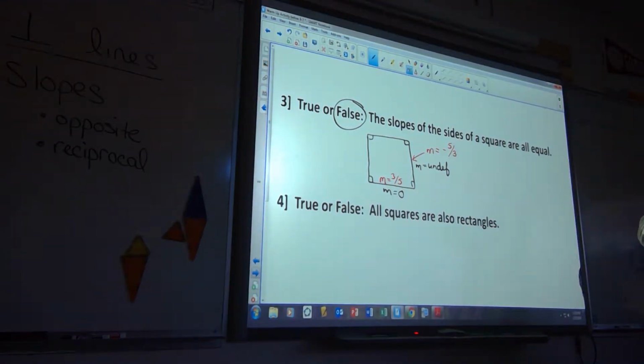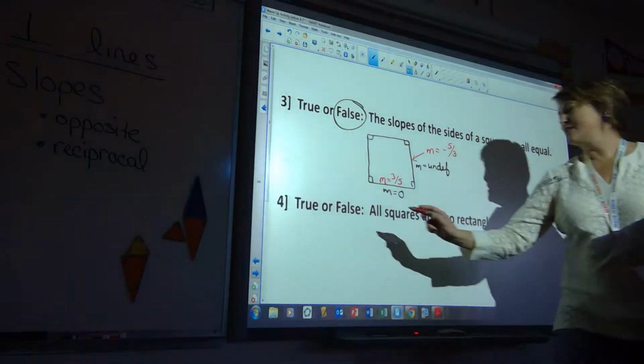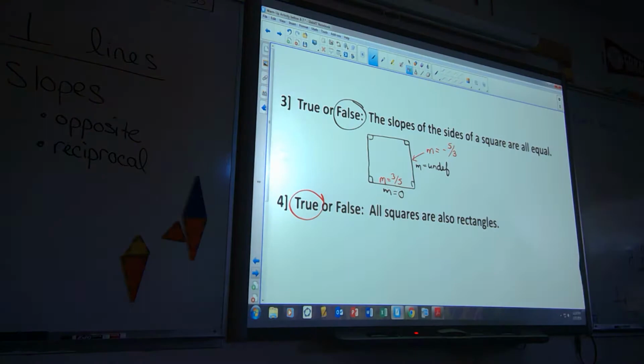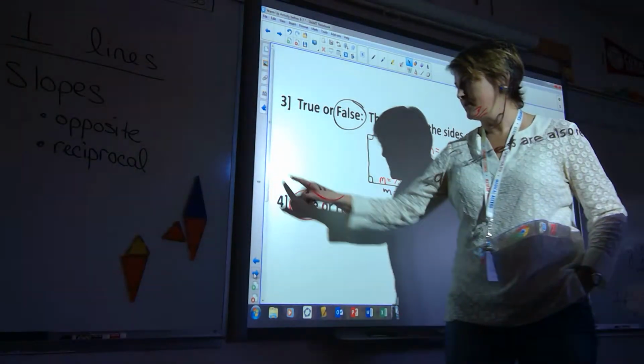True or false? All squares are also rectangles. No. Careful. Think of rectangles. Not all rectangles are squares. The square is the baby of a rectangle. So all squares are rectangles? True. Okay. But it does not work the other way around.